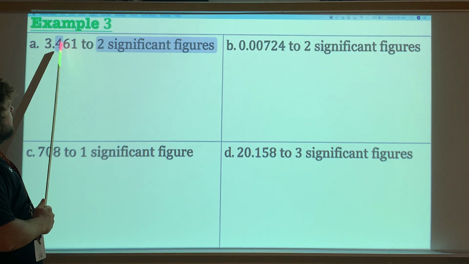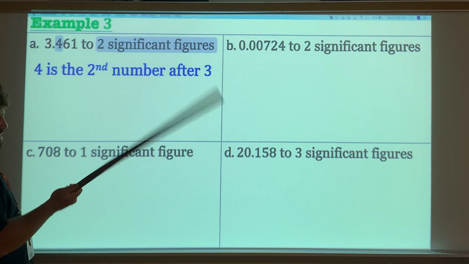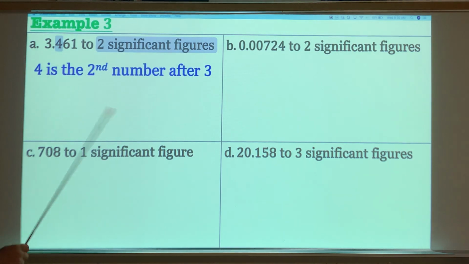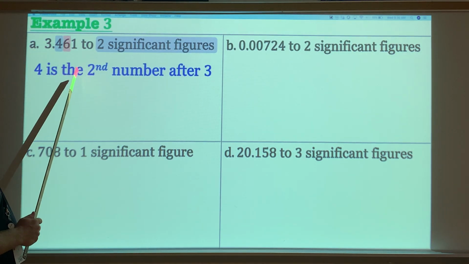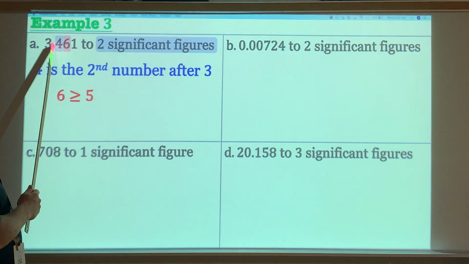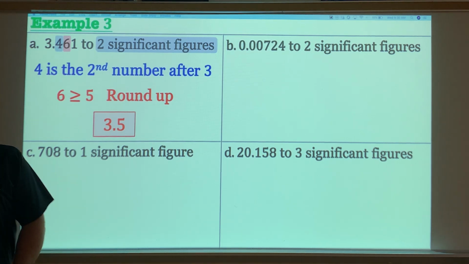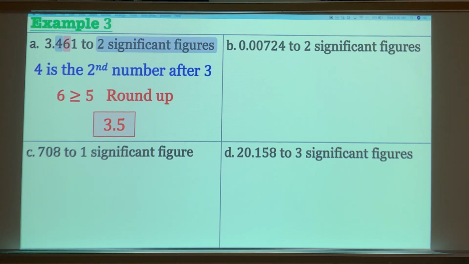So what number am I going to use to round this? The 6. 4 is the second number after 3. That is the first number after 3, but it's the second number. Okay? And then we're going to use our 6 to round. 6 is greater than or equal to 5, so we're going to round this 4 up. So our answer is 3.5. That's it. All right? Look at problem B.